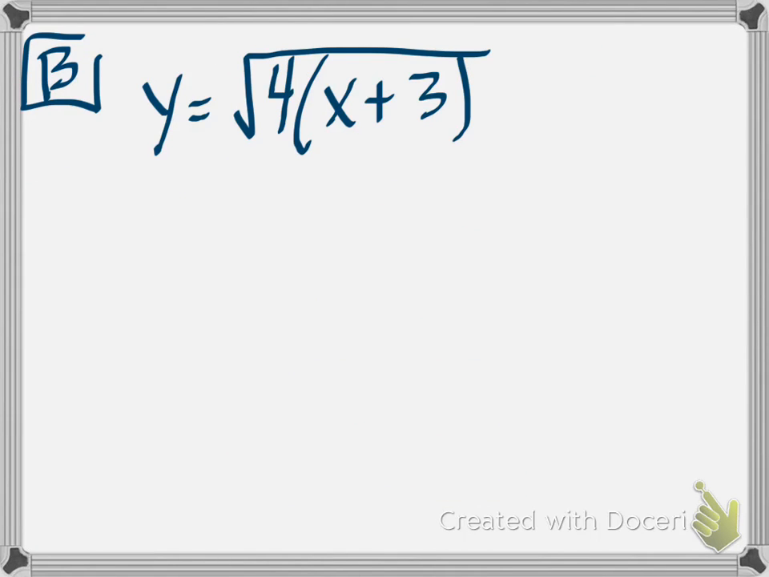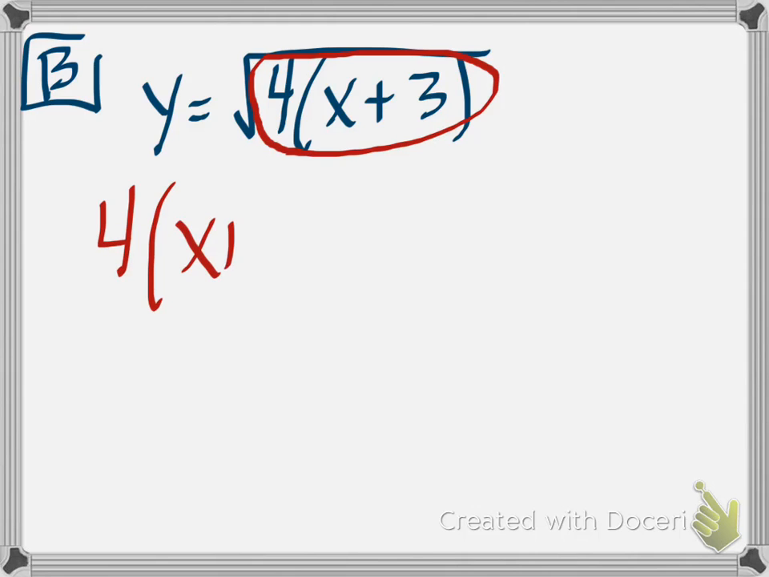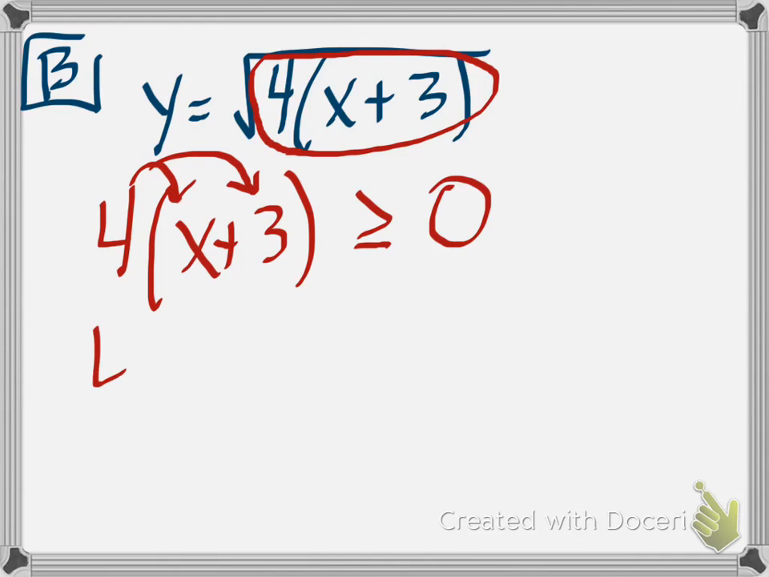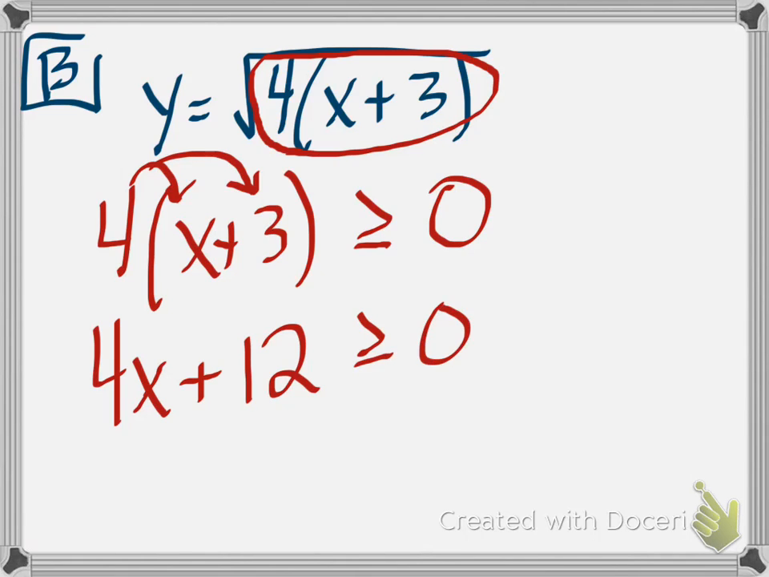Let's try b. Y equals the square root of 4 times x plus 3. I want everything under the square root sign. So I'm going to take 4 times x plus 3, and that has to be greater than or equal to 0. I have parentheses. X plus 3 are not like terms. I can't combine them. So I'm going to distribute the 4 first instead. 4x plus 4 times 3 is 12, and that has to be greater than or equal to 0.